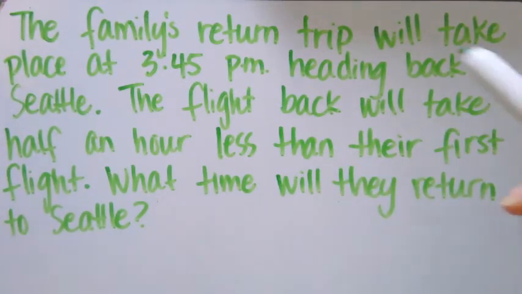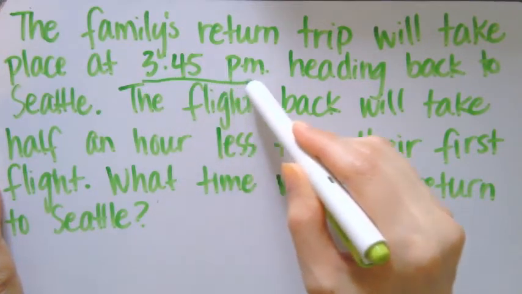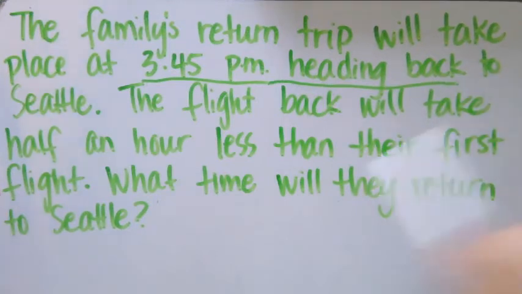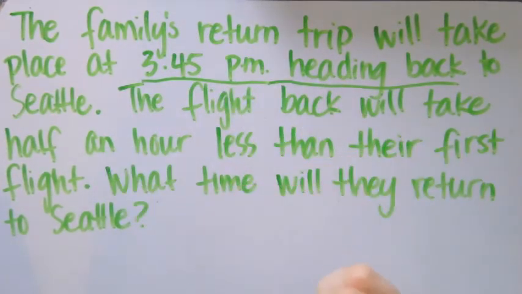All right, so I see that 3:45 is the start time for them to head back. So they went to California, and this is now information about how they're coming back and when they're coming back and how long it's going to take. All right, so 3:45 heading back to Seattle. Okay, I want to go ahead and underline all that, a little bit more information, that's fine.